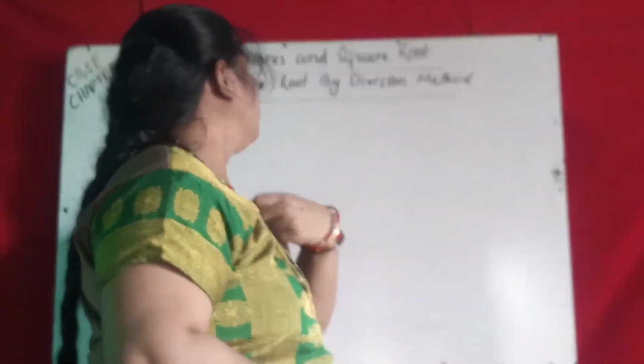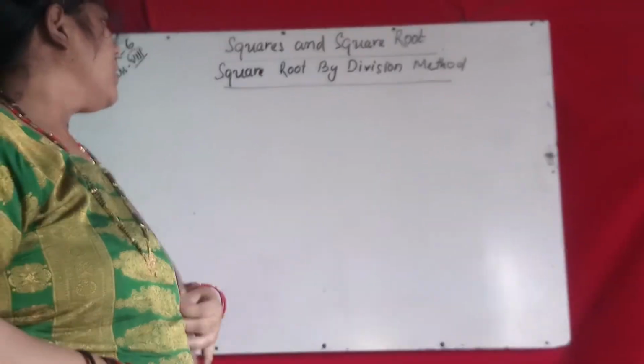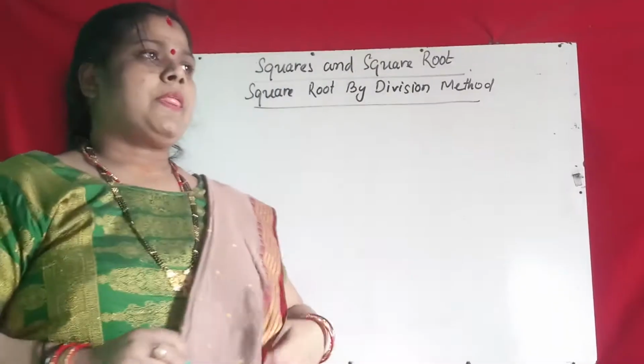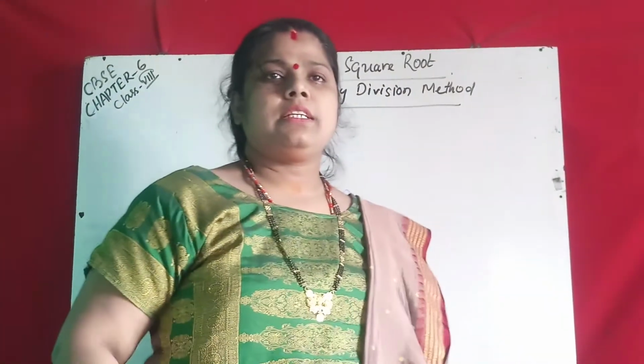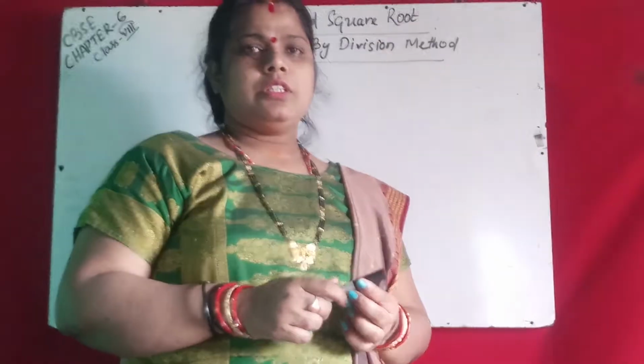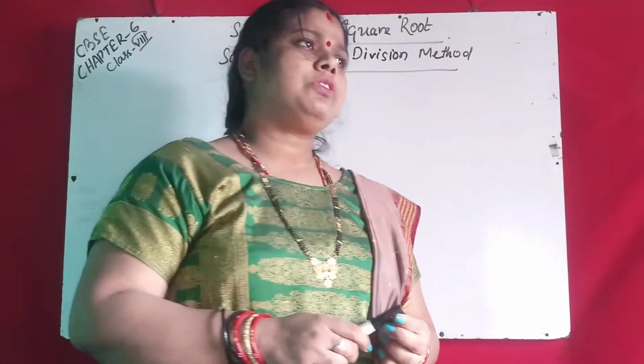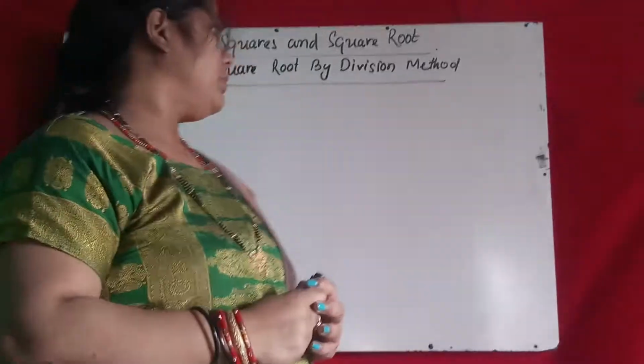Good morning, students. Today we read about square and square root: how to find the square root by the division method. The repeated subtraction process and the prime factorization method we have already covered in our previous video. So, how do we find the square root through the division method?